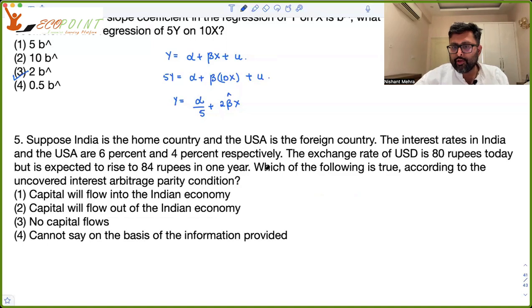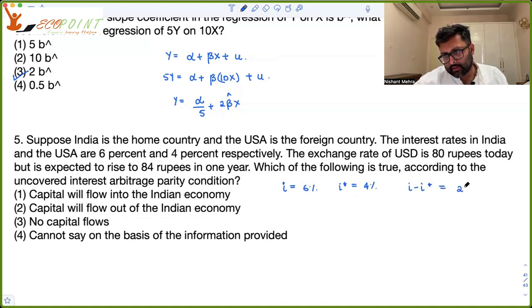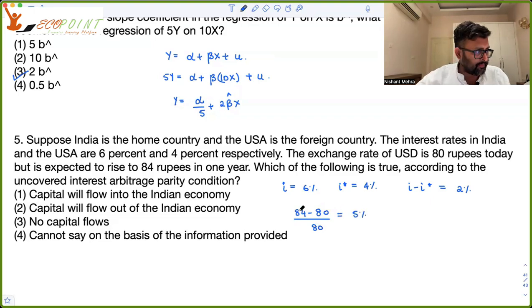Suppose India is the home country and US is the foreign country. Indian interest rate is 6% and the foreign interest rate is 4%, and the difference in interest rates is 2%. The exchange rate of USD is 80 rupees today, but is expected to rise to 84 rupees later, right? So what is the expected depreciation? New exchange rate minus old exchange rate upon old exchange rate. So this comes out to be 5%.